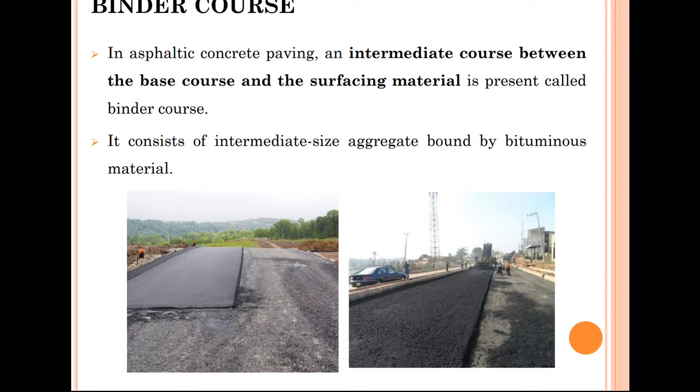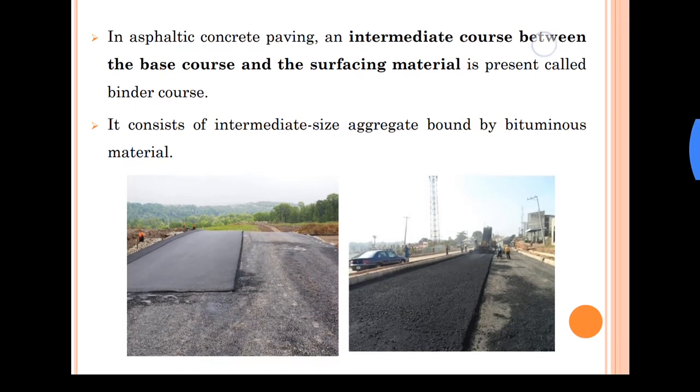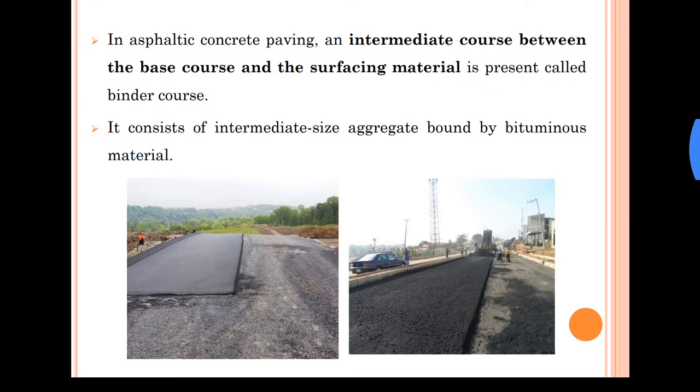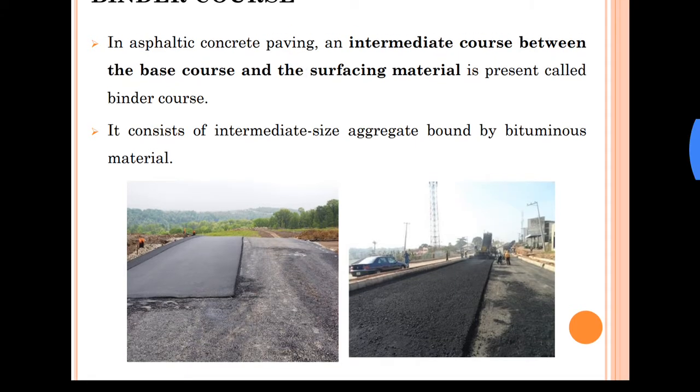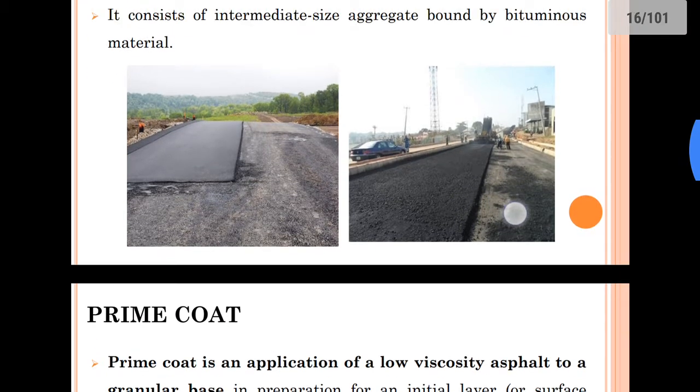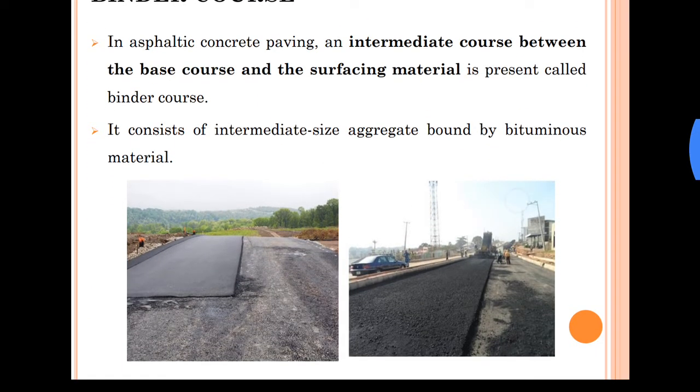Then we have the binder course. In asphaltic concrete paving, an intermediate course between the base course and the surfacing material is present, called the binder course. So in between the surface course and the base course there is a bituminous or asphaltic concrete paving, which is known as the binder course. It consists of intermediate size aggregate bound by bituminous material. This layer is used in order to provide strength to the road and also to provide flexibility.